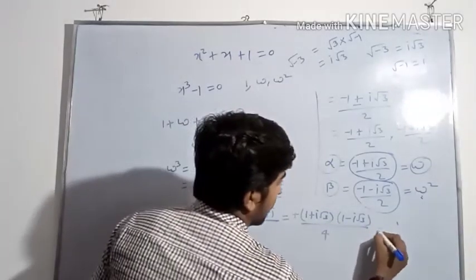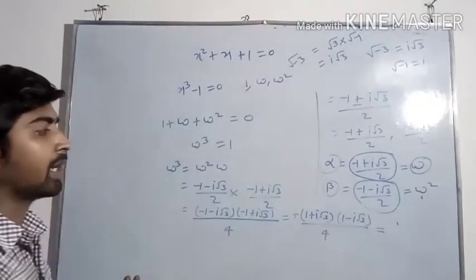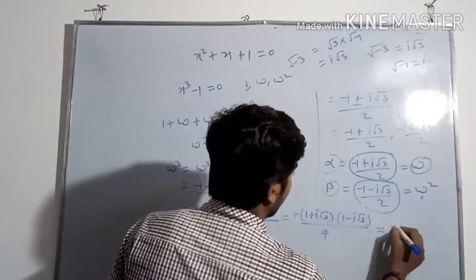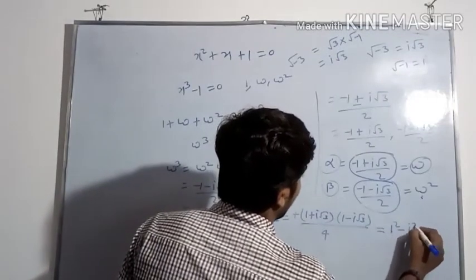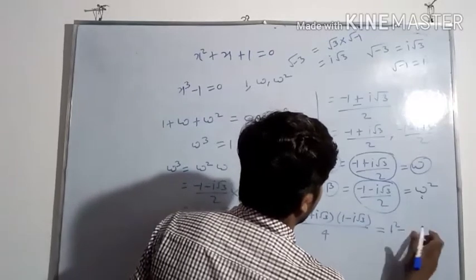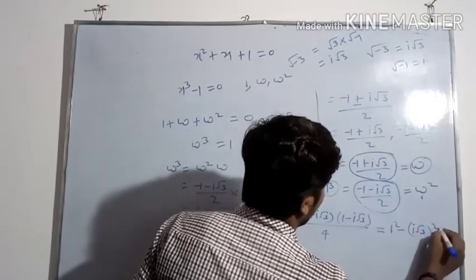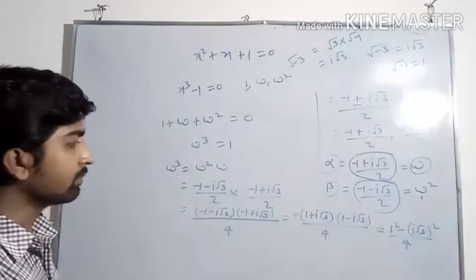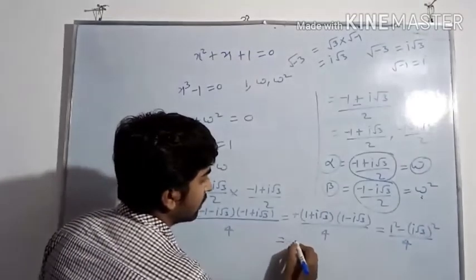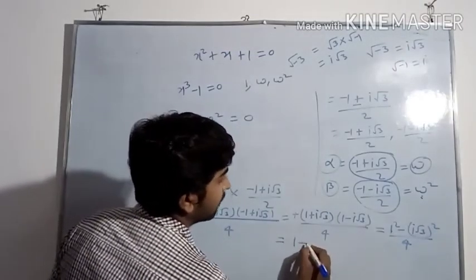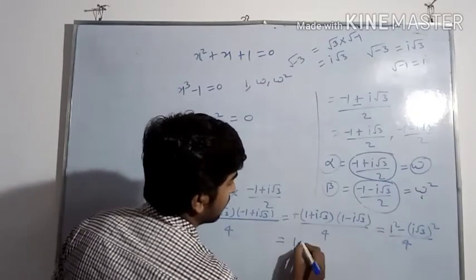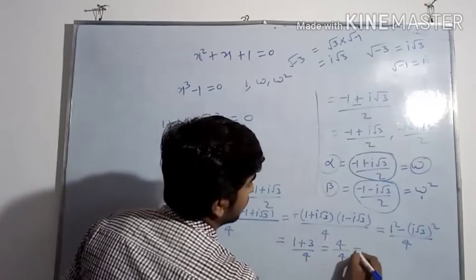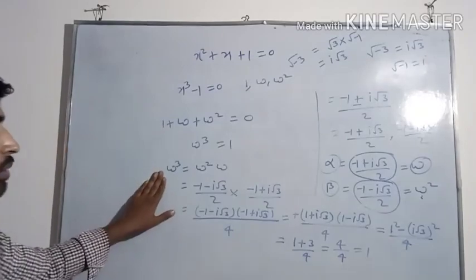And we will use the formula a plus b into a minus b equals to a square minus b square. This will be equal to square of 1 minus square of I under root 3, upon 4. Square of 1 is equal to 1, and square of I is minus 1, and square of root 3 is 3, so minus minus means plus 3 by 4, and 3 plus 1 is 4, 4 by 4 equals to 1. So we can see omega cube equals to 1.